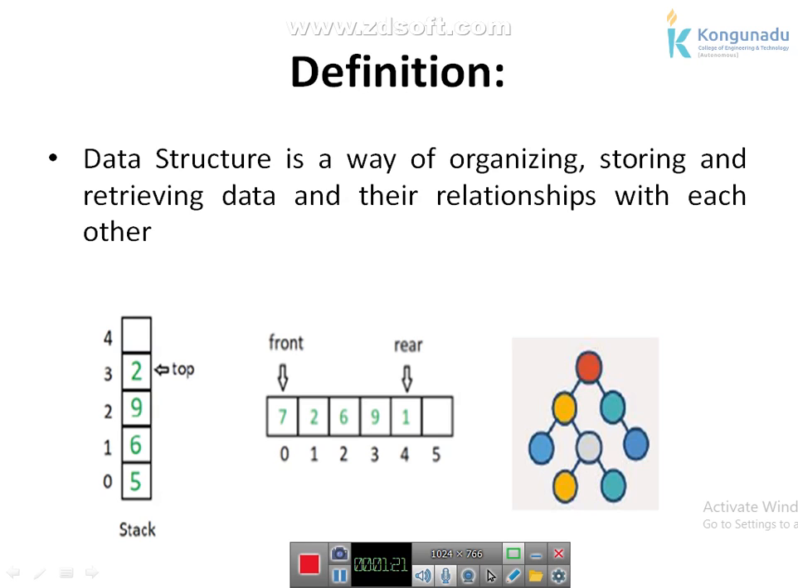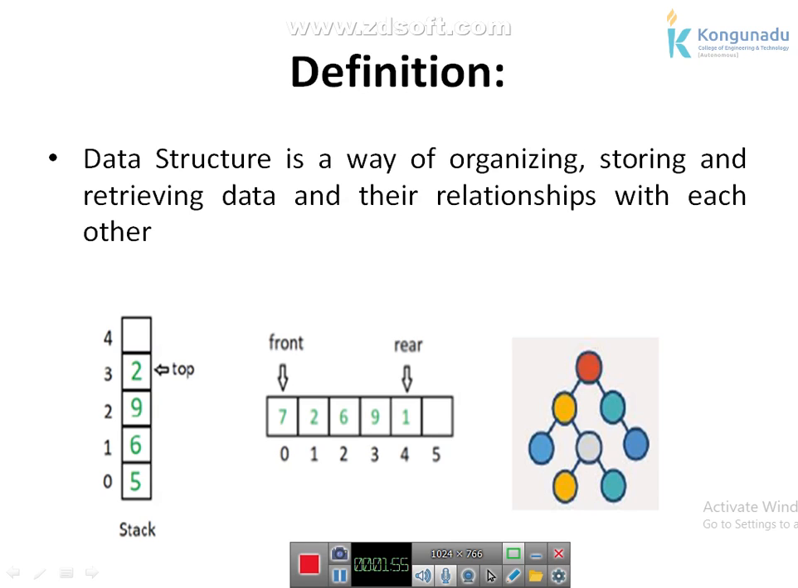First one is stack representation. Here the top value is incremented and decremented. Whenever we insert one element, the top value is changed. Next one is queue representation. Here front and rear values are used. When we insert one element, the rear value is incremented by 1, and when we delete one element, the front value is decremented by 1.